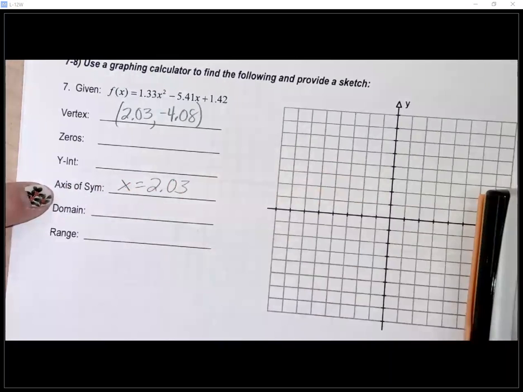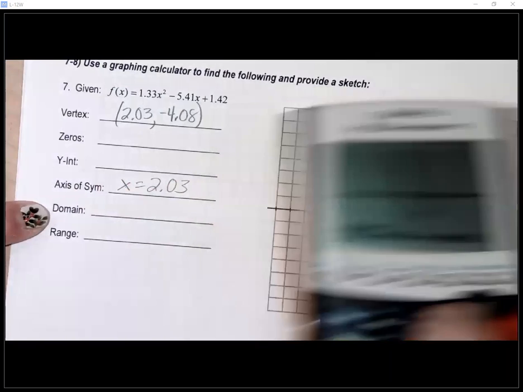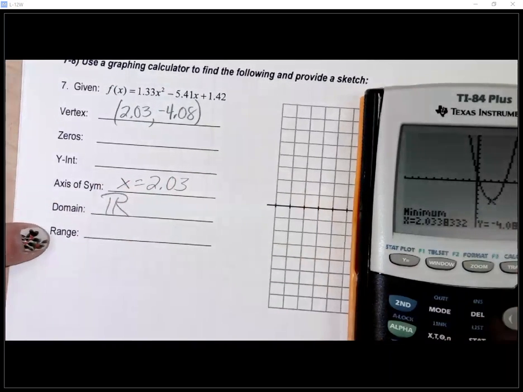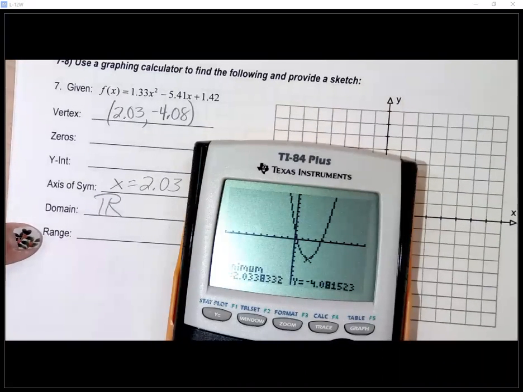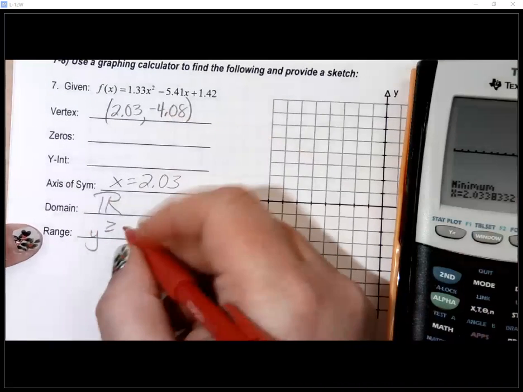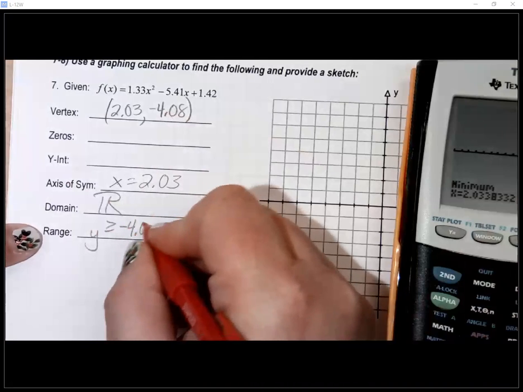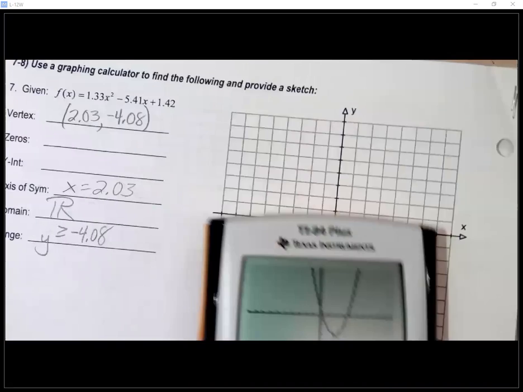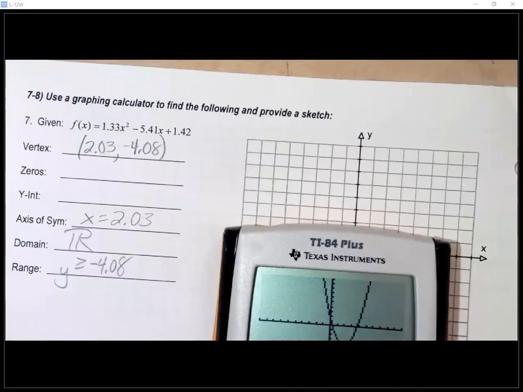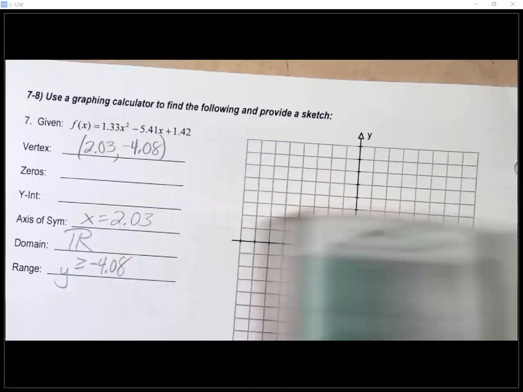You can tell the domain from the graph is all reals, and you can also get the range once you have the vertex. The range, according to this graph, would be, you got it, y is greater than or equal to that y-coordinate, negative 4.08. Okay, the y-intercept is easy enough to just do in your head, right? Because you're just going to plug in a 0 for x. So wouldn't that just be (0, 1.42)?